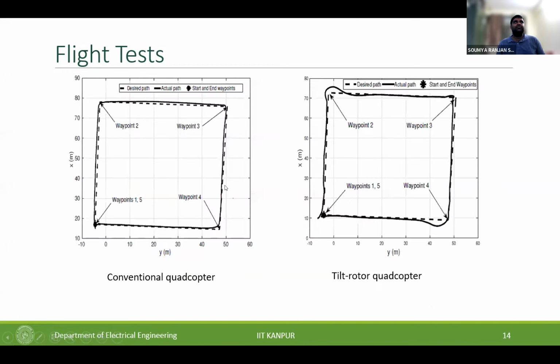So I'll show you the plots. For a conventional quad and for a tilt rotor quad, we used similar waypoints. And this is how the path following looked. If you observe in the tilt rotor quad, there are a few small overshoots. This can be done away with if the gains are tuned appropriately. But the takeaway is that in both cases, the conventional quad and the tilt rotor quad, with similar parameters, they are able to trace the path and cover all the waypoints. So they can go from waypoint 1, 2, 3, 4 in both cases.